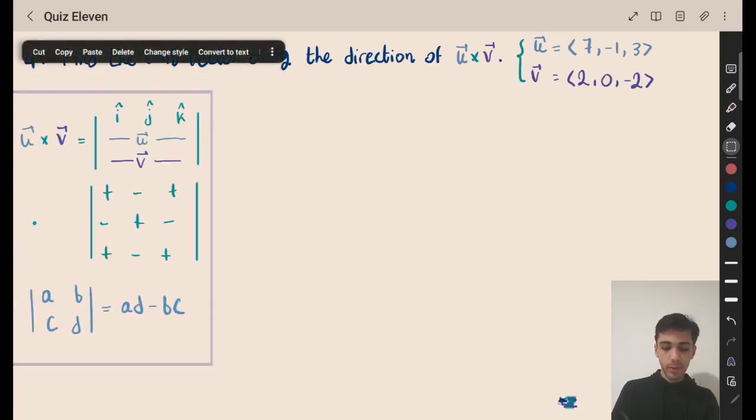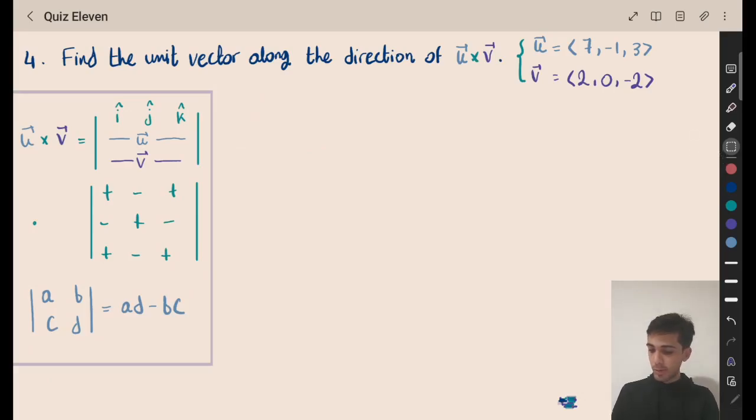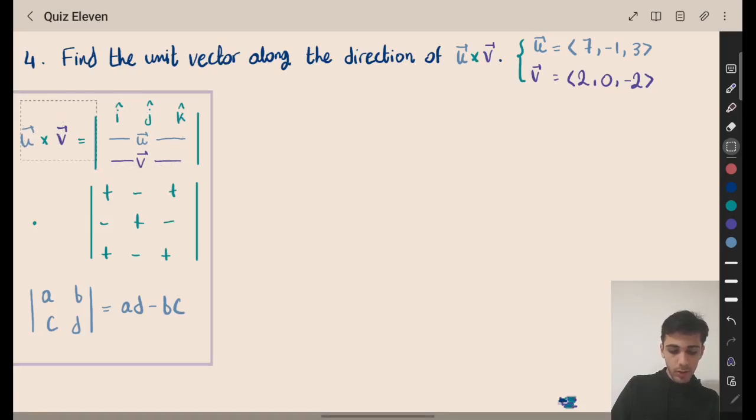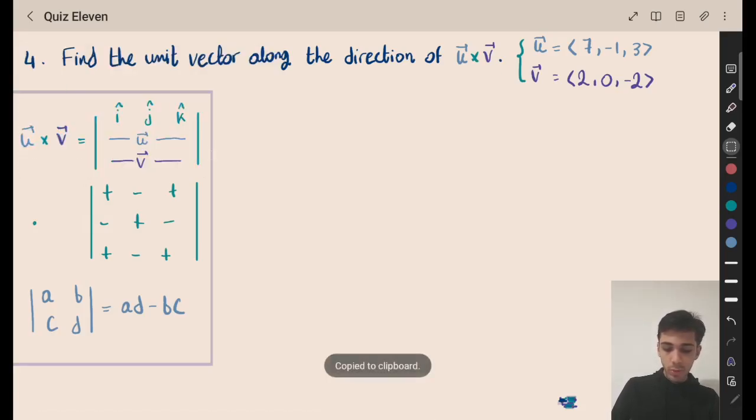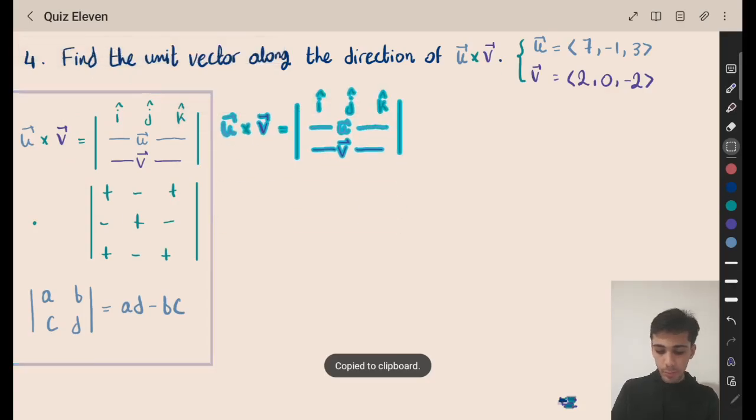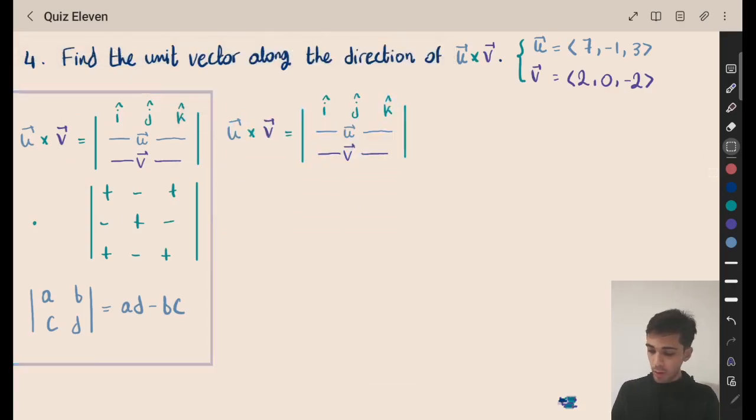And for here I have some set of notes that will help us. And this is how you find the cross product. You compute what is called the determinant. So I replace this u with these coordinates 7, -1, and 3. I replace this v with 2, 0, and -2.